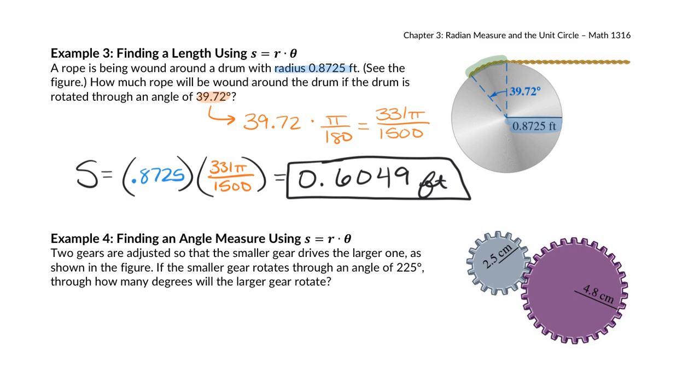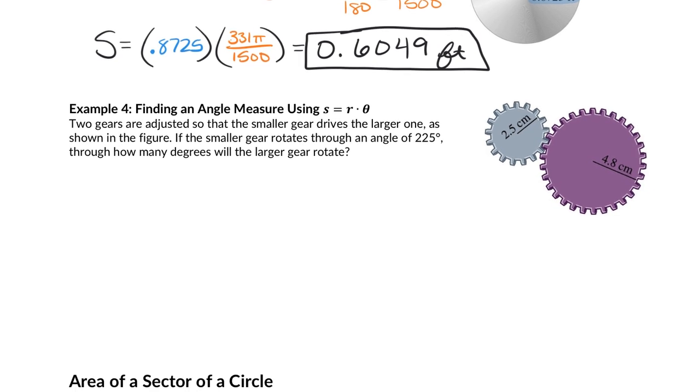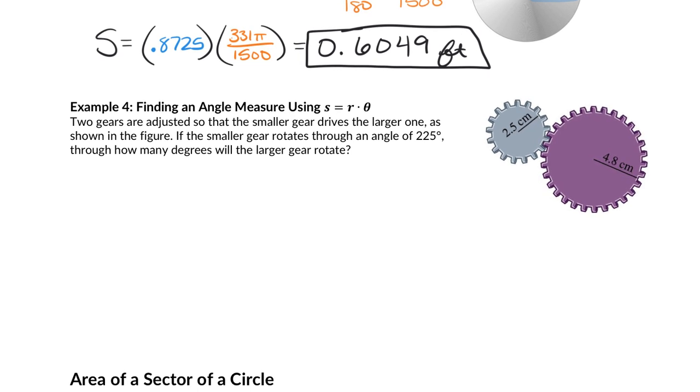Okay, what's your error? Let's say now we have 2 gears moving around. And they are adjusted so that the smaller gear drives the larger one as shown in the figure. If the smaller gear rotates through an angle of 225 degrees, how many degrees will the larger gear rotate? It won't be the exact same because there's a difference in the radius of these 2 objects. So we're going to split our little problem in half. I find it easier to do this. This first side is going to be the small gear, and this one's going to be the large gear.